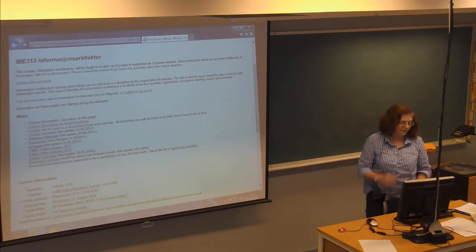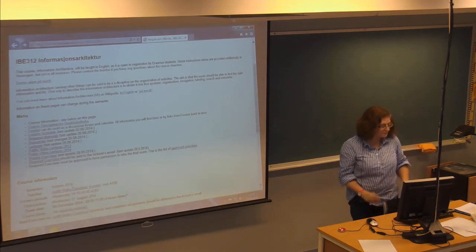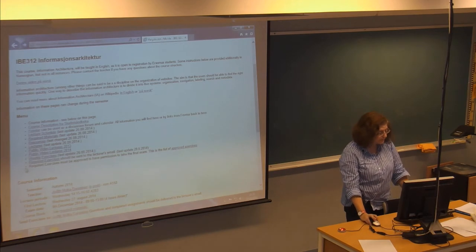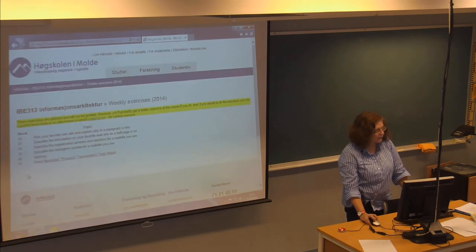So again, everything points from this page. Okay, the weekly exercises, these are the ones that are not required. But if you want to work on something while I'm gone, these are the exercises. And you can send them in an email to me.